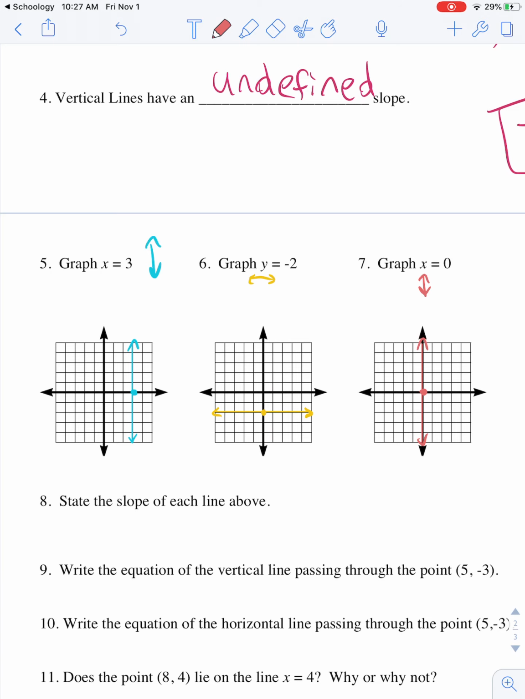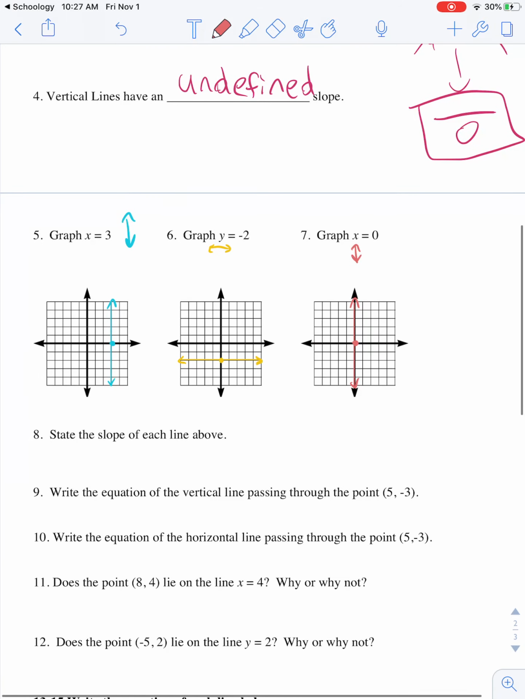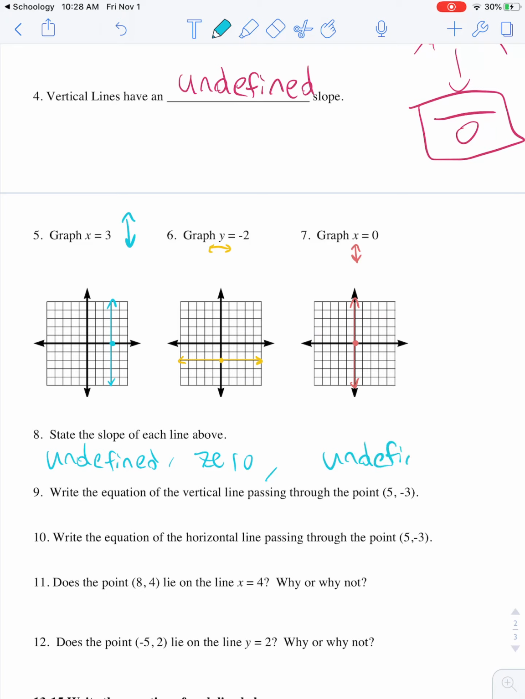That's it. Now they ask us to state the slope of each of these equations above. Well, it shouldn't be hard, okay? All verticals are undefined, all horizontals are 0. So we have undefined, 0, undefined. Just off of those 3 graphs.